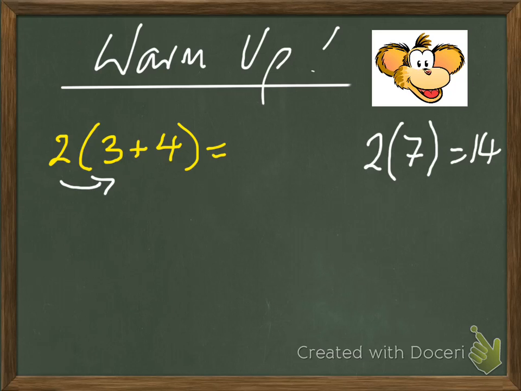So let's just get into the thought process of doing that. It would be 2 times 3, which is 6, plus 2 times 4, which is 8, which comes to 14.